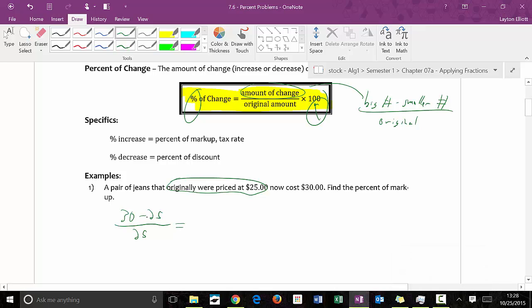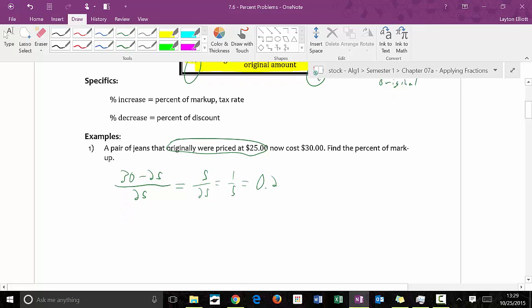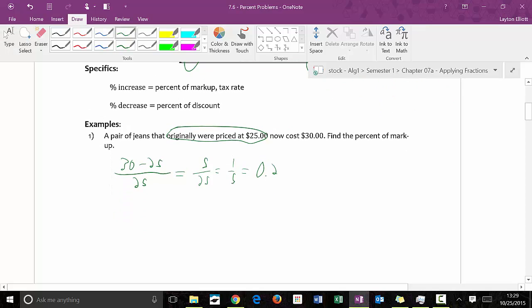Then I have 30 minus 25 is 5, 5/25ths, or 1/5. Change that to a decimal, and that's 0.2. So if I take that and do times 100, that's going to be a 20% markup.